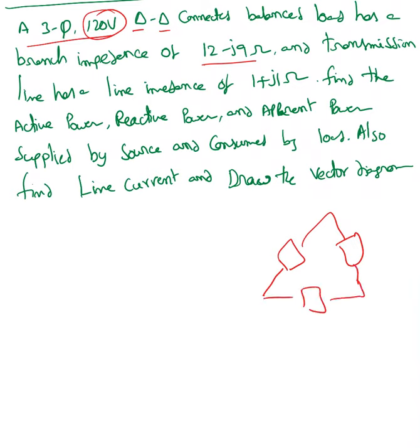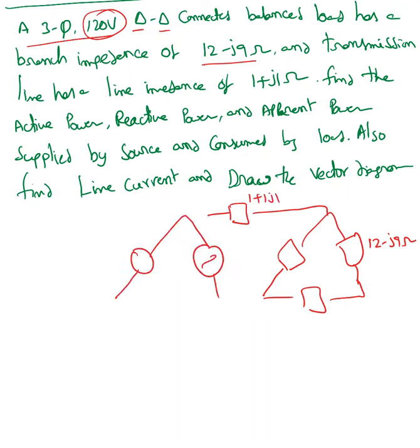We can clearly see that. The transmission line has a line impedance of 1 plus J1. So the transmission line is also having an impedance. That value is 1 plus J1. Now the source is also a delta, so I'm going to draw the delta. So the complete diagram is going to be something like this.